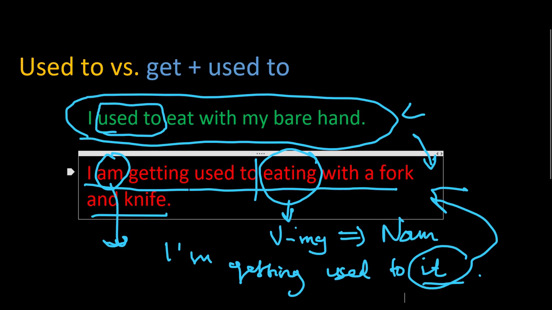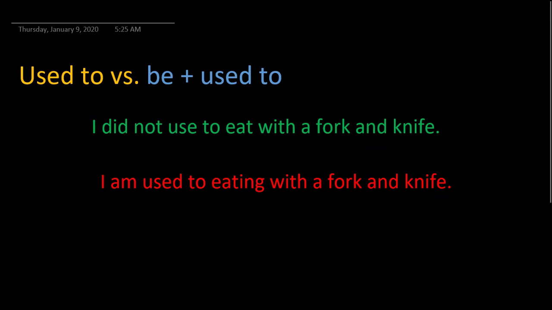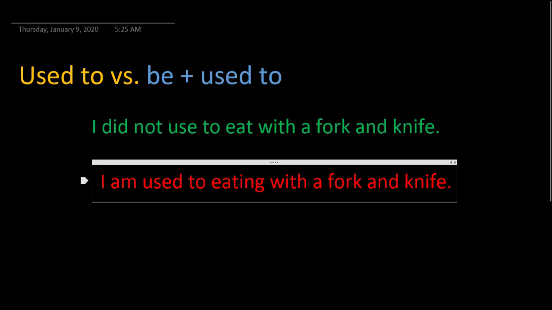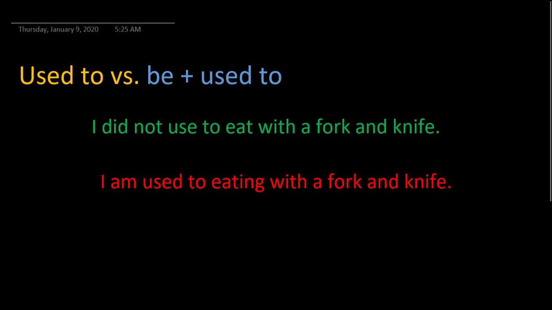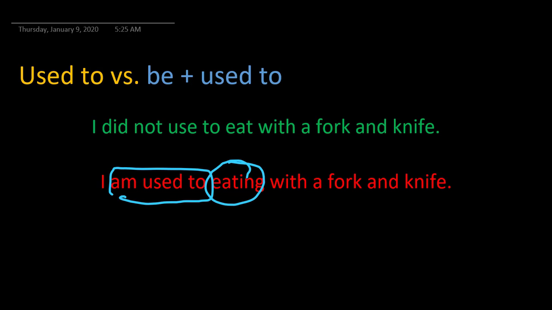Remember previously when we use I'm getting used to eating with a fork and knife, eating with a fork and knife is something new that you are learning now, but it's not yet your habit. But when it is already your habit now, it means that you have completely moved away from your past habit or previous habit. Then you should use be used to plus verb in. Now it is your habit. You have completely changed from your previous habit.